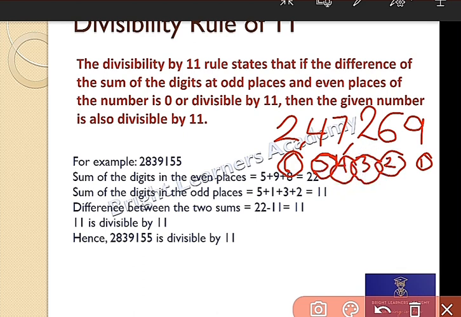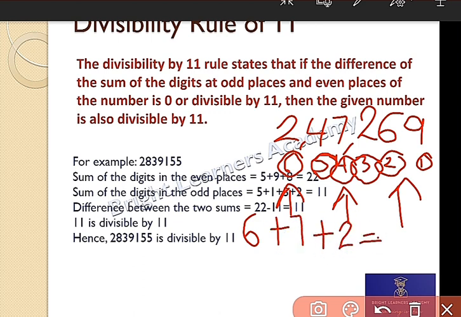Now the first step says that we have to add the numbers which are at even places. Even means 2, 4 and 6. So I have to add 6, 7 and 2, and 6 plus 7 plus 2 would be 15.